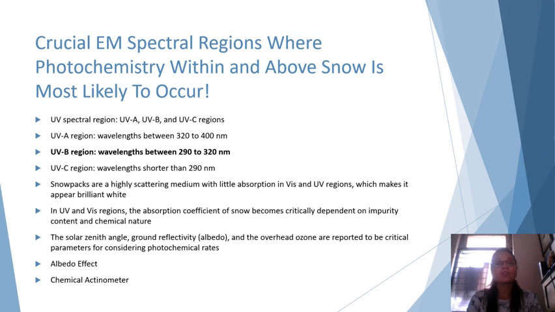UV spectral region is the most critical for photochemistry in the atmosphere and in snowpack, because photons of this region possess high enough energy to break chemical bonds and low enough energy to penetrate the ozone layer and reach the troposphere. Our sun splits the UV radiations into three spectral regions: UVA, UVB, and UVC.